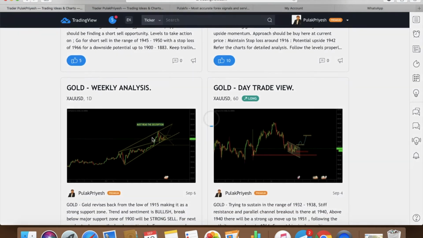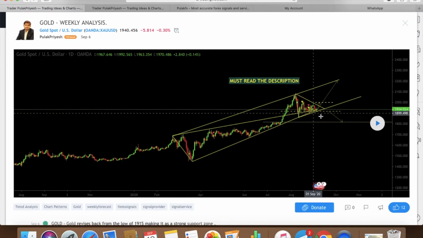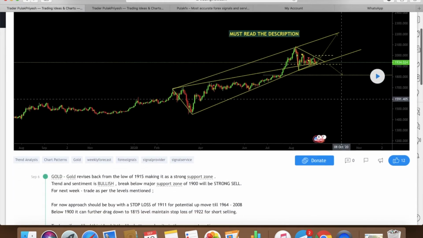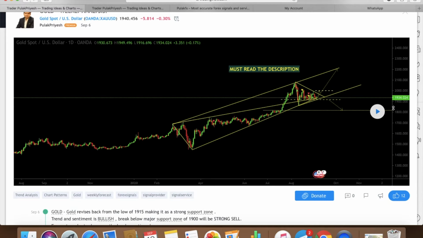Moving to this one, you can see the gold weekly analysis. This one I made on 6th September. The price when I made this chart was 1934, and you can see in the description I mentioned: for now, the approach should be buy with a stop loss of 1911 for a potential up move till 1964 and 2008. You can see on the chart how it worked.